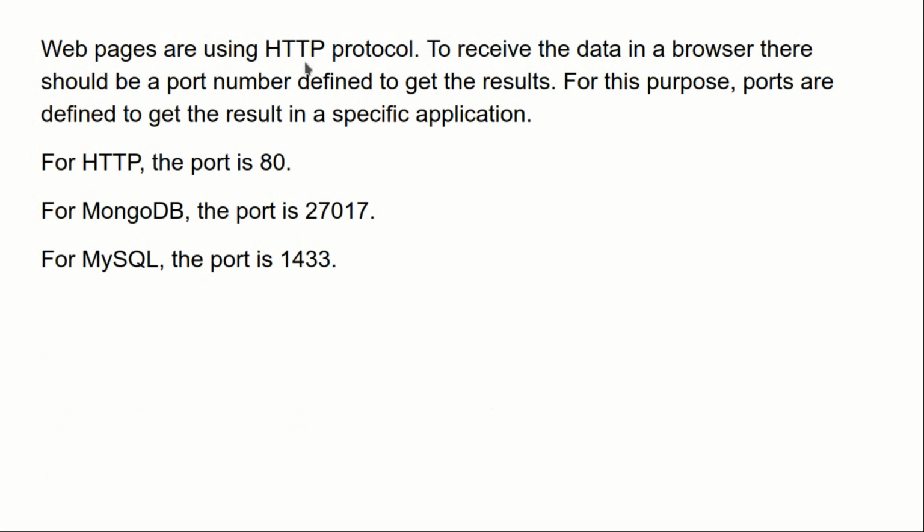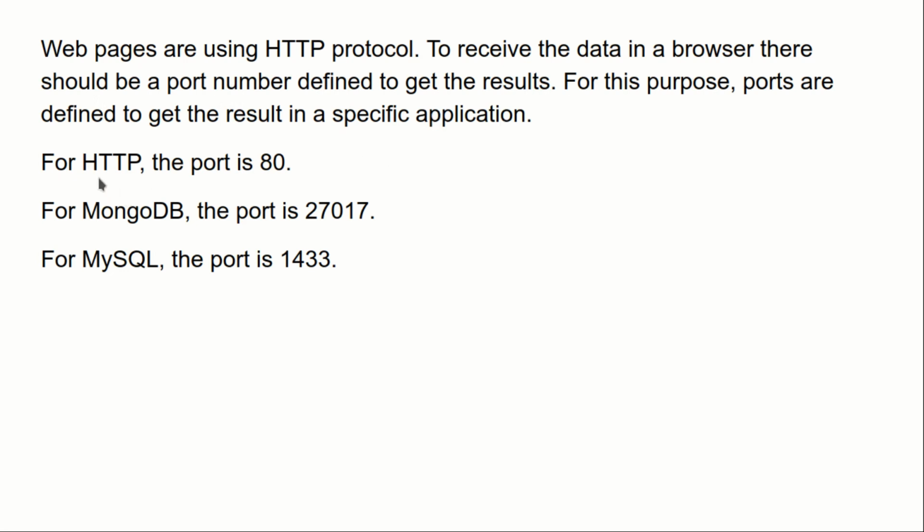Alright. So after that, let's move to another slide and see how web pages use the HTTP protocol. We have discussed in the previous video what a protocol is, and what the HTTP, TCP, and UDP protocols are. You can watch that video if you want. I will give the link in the description below also. So to receive the data in the browser, there should be a port number defined. We have discussed before that to receive data in a browser or any application, you must define a port number to get the results. For this purpose, the ports are defined to get the result in a specific application.